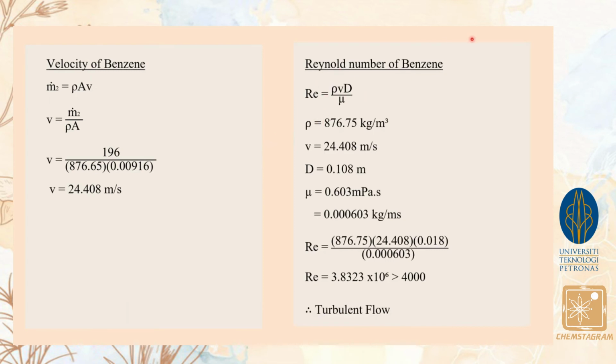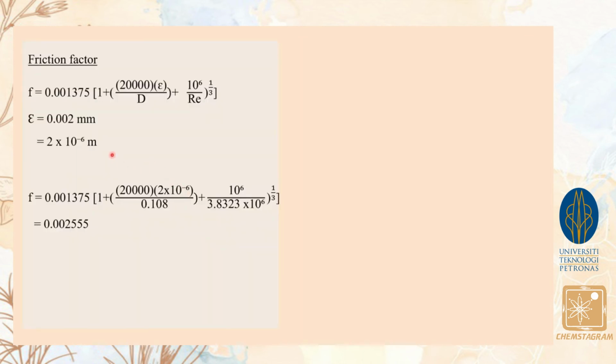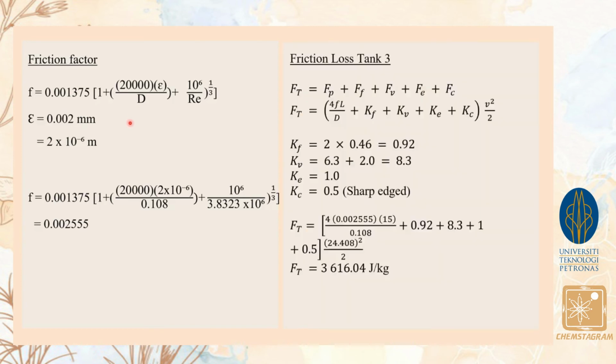The Reynolds number for this stream, we use benzene as the fluid. So to do the same thing, substitute all of this value into the Reynolds equation. And then we got the Reynolds number is around 3.8323 times 10 to the power of 6, which is also more than 4000. So we can say that this is also the turbulent flow. Since the flow is also turbulent, we use the same formula. Substitute the value of epsilon, the roughness of pipe, the diameter and the Reynolds number of this stream, and then we got the friction factor for this stream is around 0.00255.